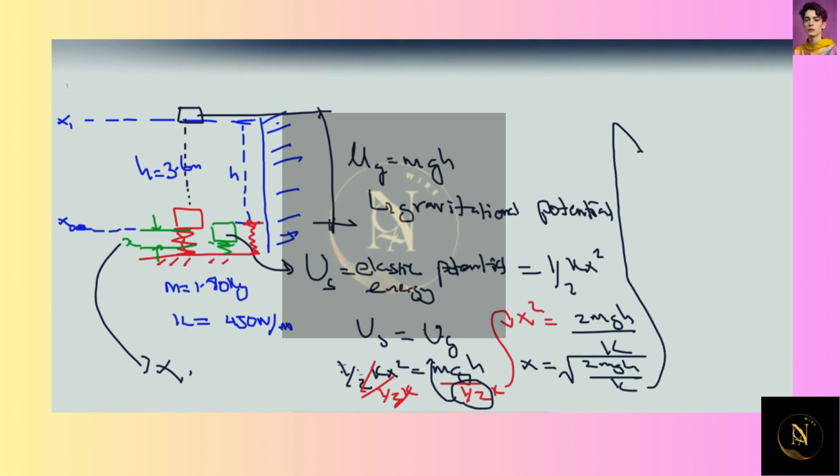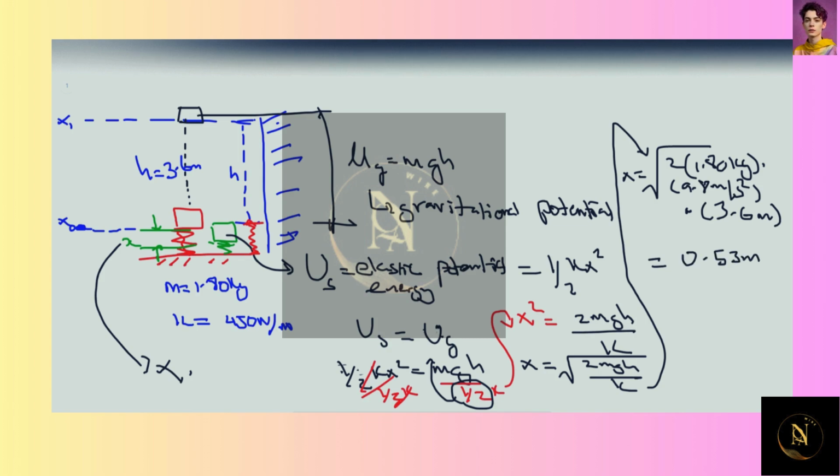Next step is we're going to plug in the specific numbers to find the value of x. So this is 2 times the mass, which is 1.8 kilograms. That's the mass of the brick. Times the g, which is acceleration due to gravity, 9.8 meters per second squared, times the displacement upwards, which is 3.6 meters, and that gives us 0.53 meters.